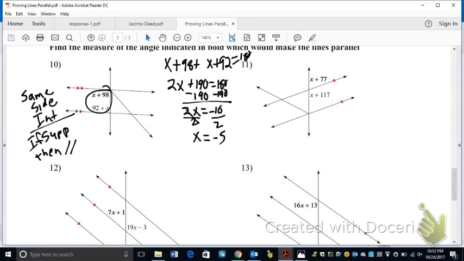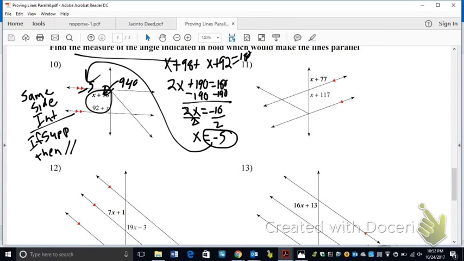Now, that's not enough. Now I actually need to take this negative 5 because I need to find the measure of the angle. Take this negative 5 and I'm going to plug it back in. So that gives me a negative 5 right there. Negative 5 plus 98. So this angle right here is 93 degrees. You can double check that. 92 minus 5 is 87 degrees. 93 plus 87 is 180, so we're good to go.